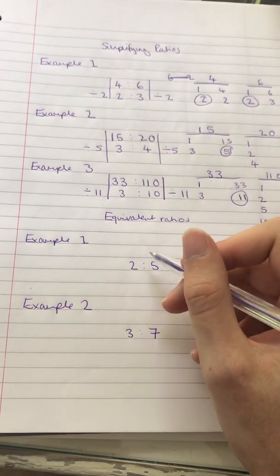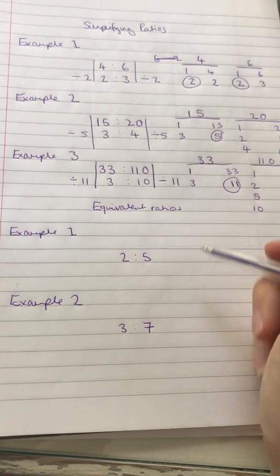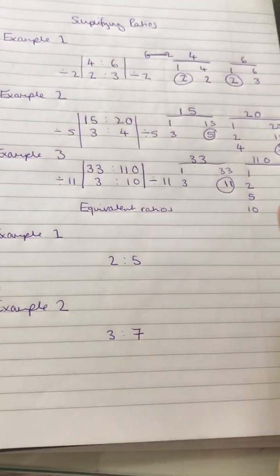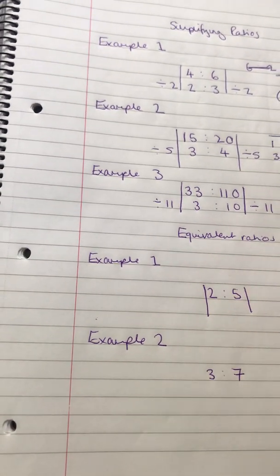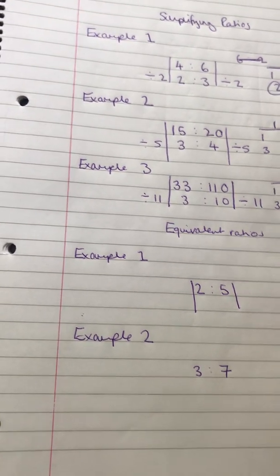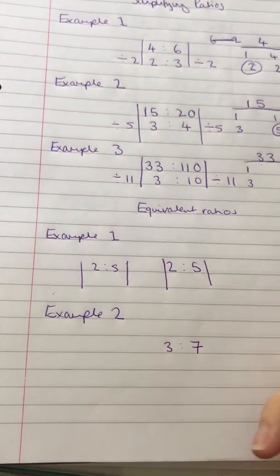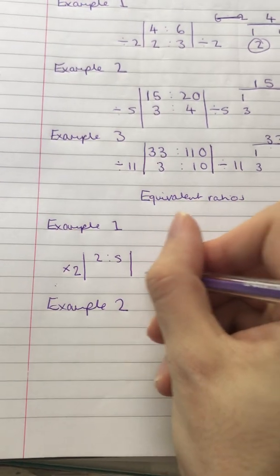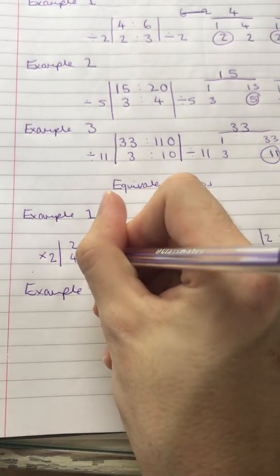Okay, so next we've got equivalent ratios. Equivalent ratios is basically the reverse of what we just did. The question I'm going to ask you is find 3 different equivalent ratios for 2 to 5. What we can do is multiply. I'm going to get 3 2 to 5s here, and we just need to make sure we multiply 2 to 5 by different amounts each time. So we can multiply 2 to 5 by, I'm going to try 2 first, by 2 both sides. So 2 times 2 is 4, and 5 times 2 is 10.